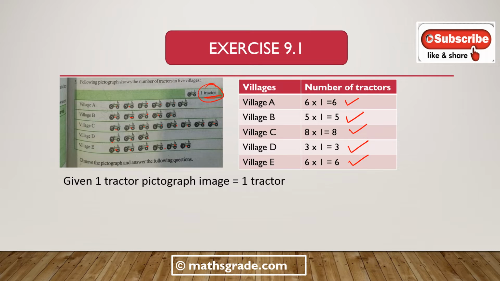It is given that one tractor pictograph image is one tractor. So the number of tractors in village A is 6. Number of tractors in village B is 5. Number of tractors in village C is 8. Number of tractors in village D is 3. Number of tractors in village E is 6.